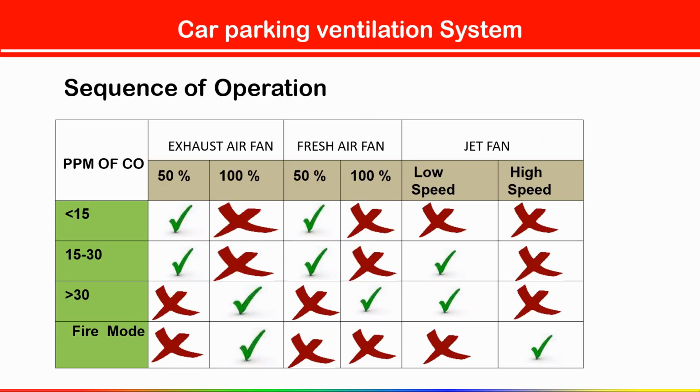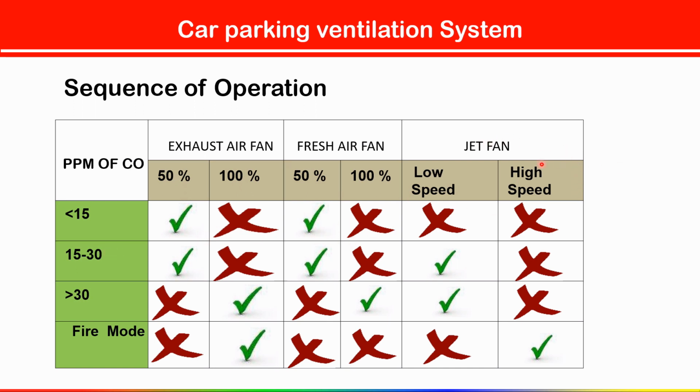Now see the sequence of operation. Here in the first column, ppm of carbon monoxide, parts per million, is given, and then exhaust air fan, fresh air fan, jet fan, all these parameters are given. Suppose your carbon monoxide is less than 15 ppm in the basement, so the exhaust air fan will run with how much speed? 50% speed. The fresh air fan also we have to run at 50% speed, because this is the normal mode. So both fans run at 50%.